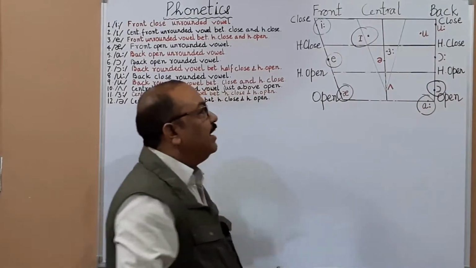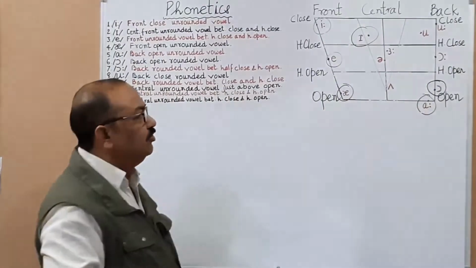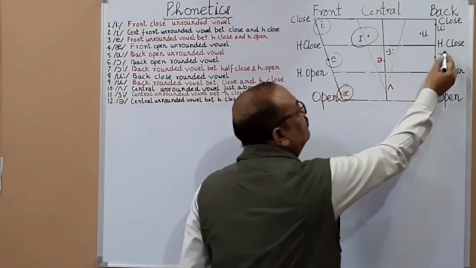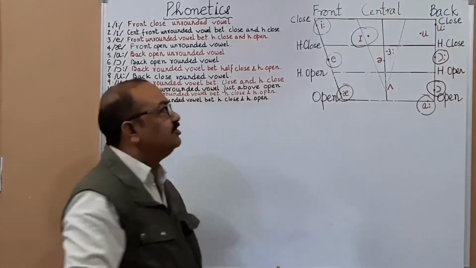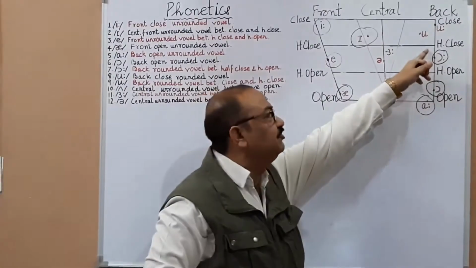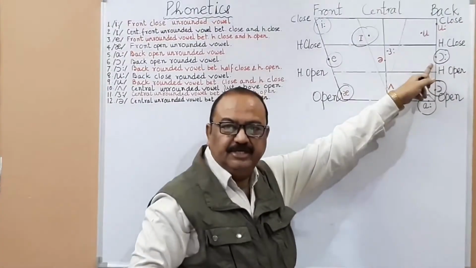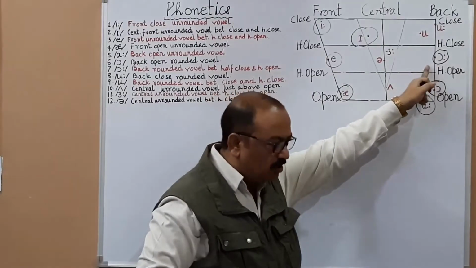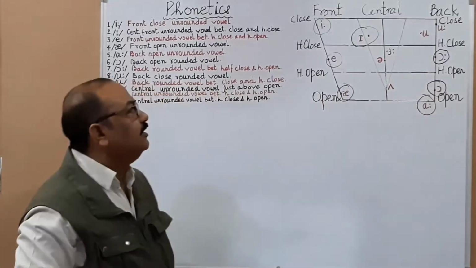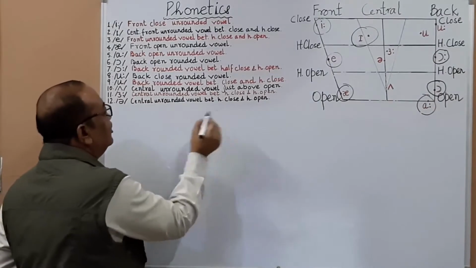We just discussed the back open rounded vowel. Now we move on to the next back vowel, which is this one. This is also a back vowel, a back rounded vowel between half closed and half open position. I repeat, back rounded vowel between half closed and half open position. Let us discuss the words that occur with this sound.